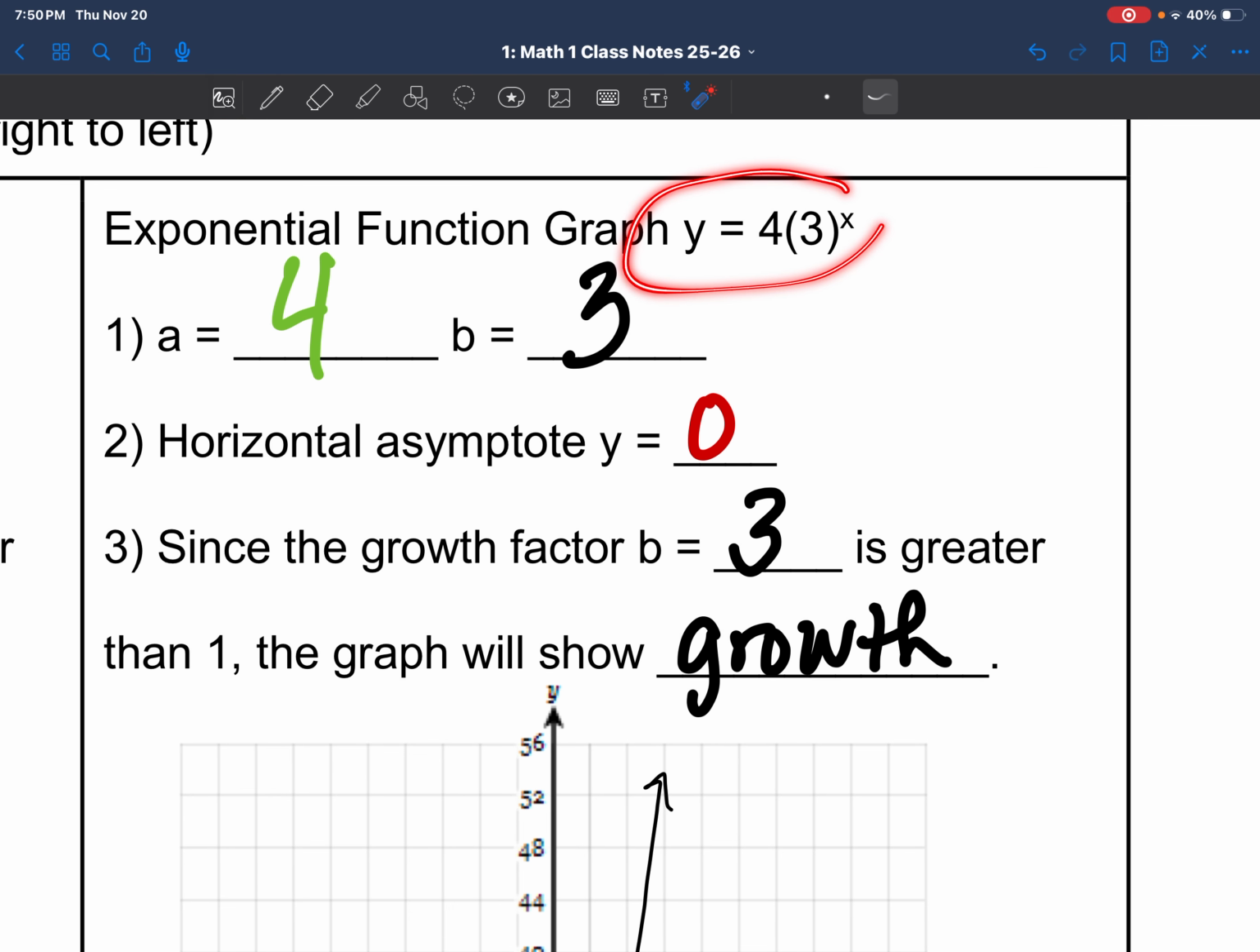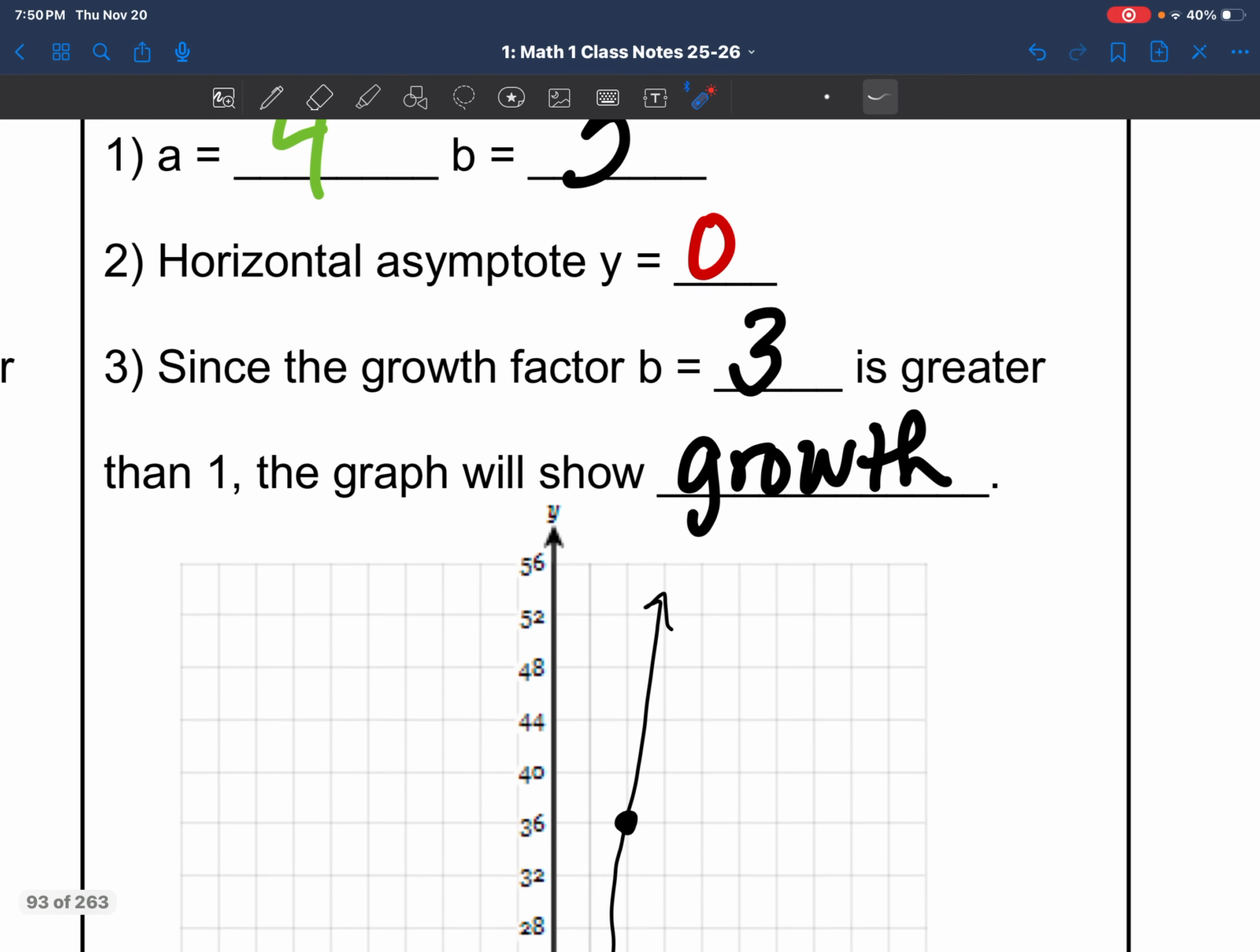All right, so now let's look at this one. We have an exponential function of y equals 4 times 3 to the x power. So this is our y-intercept, so it's going to cross the y-axis here. This is our growth factor because it's attached to the exponent x. Our horizontal asymptote is still y equals 0. And since 3 is greater than 1, your graph is going to show growth.